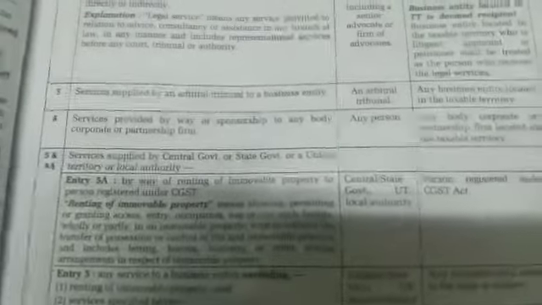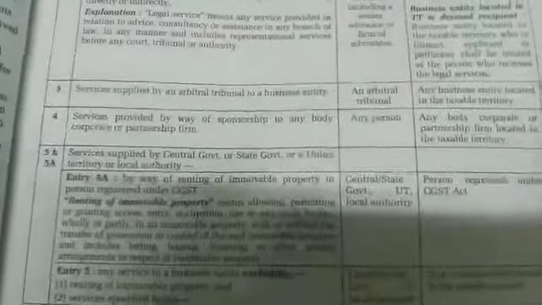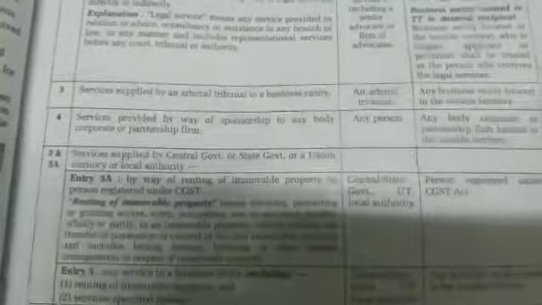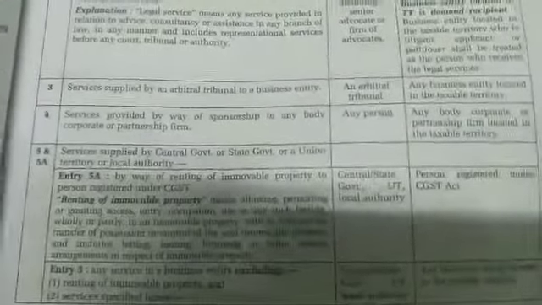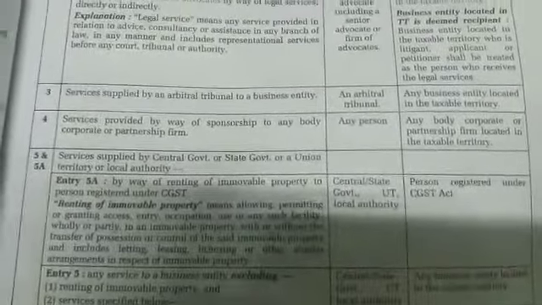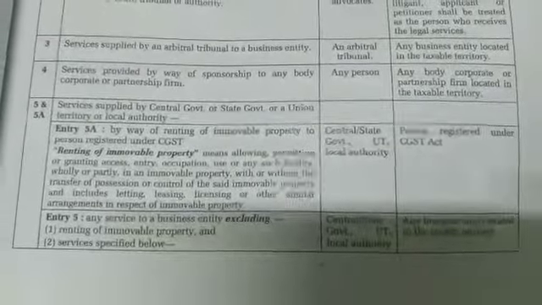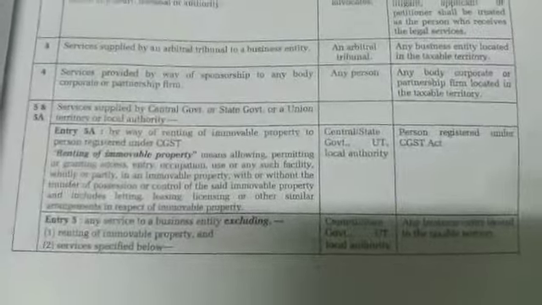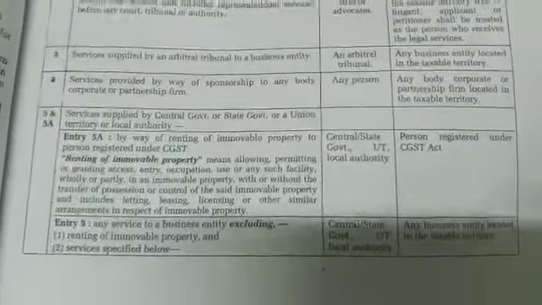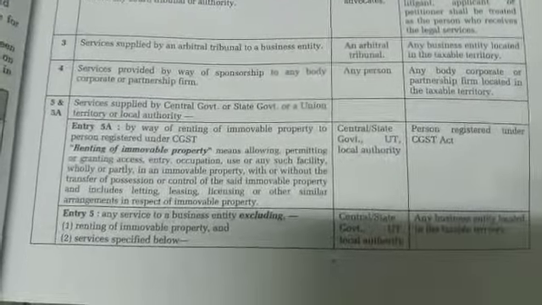So here since the provider of services is the government, the recipient of the services may be any person, but if he is registered under the CGST Act, then such recipient will be liable to pay GST here under reverse charge mechanism. Now in entry 5, any services to a business entity including renting of immovable property and service specified below.